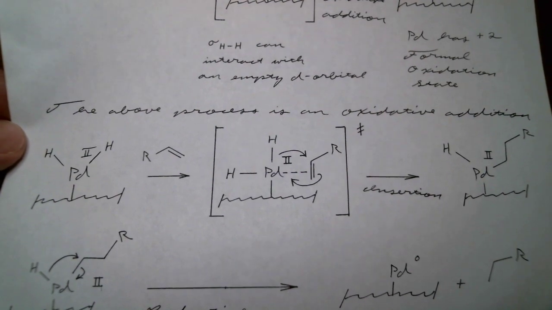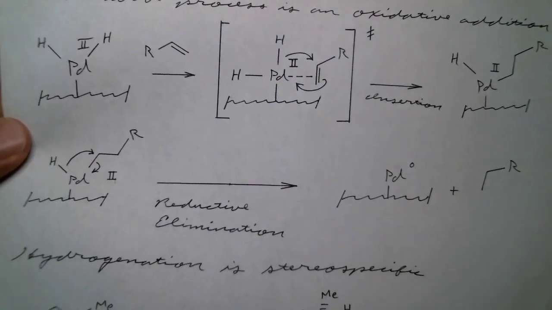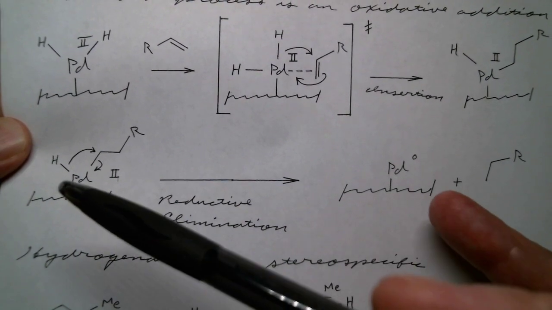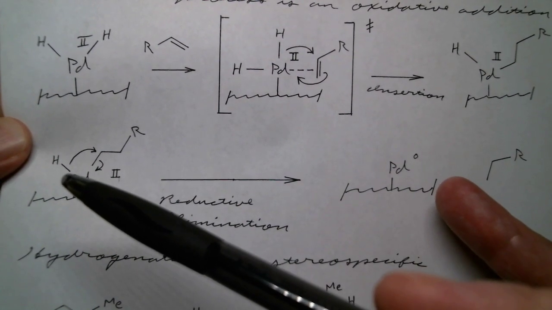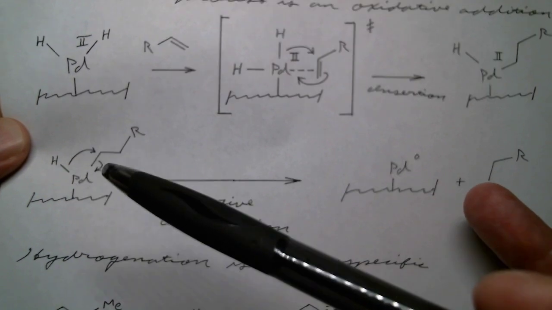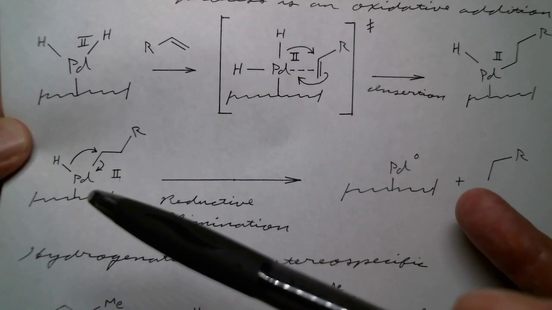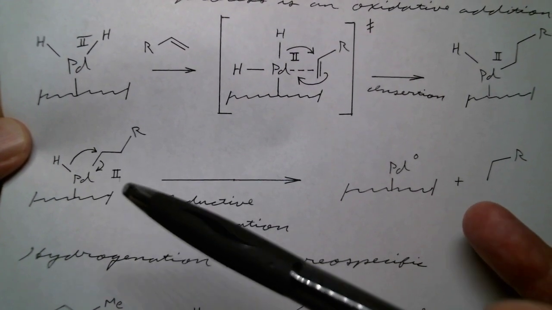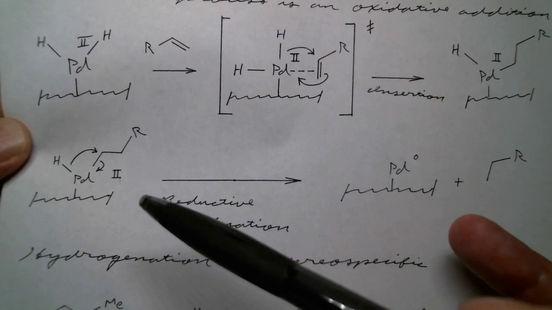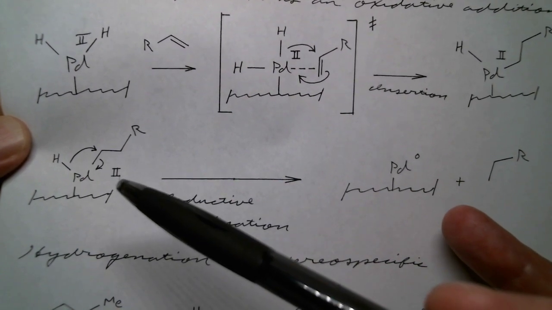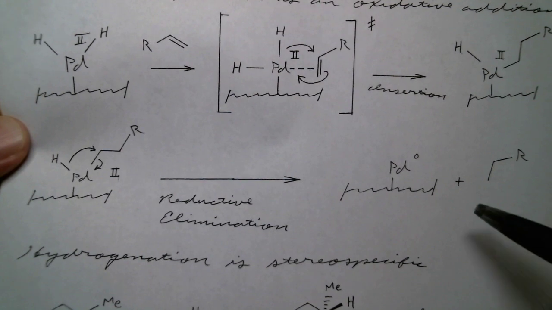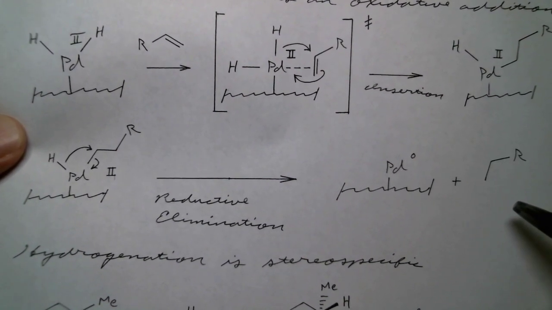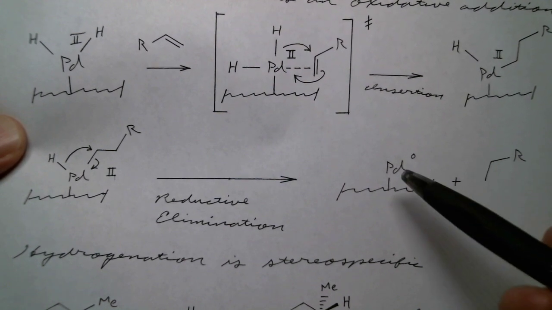We call this insertion. Finally, there can be a reductive elimination, which regenerates our palladium 0 catalyst, and that would be where the hydrogen takes its 2 electrons, adds them to the carbon, and then the carbon gives its 2 electrons in this carbon-palladium bond back to palladium, and of course that's gain of electrons for palladium. It goes from a +2 oxidation state to a 0 oxidation state, and we get our hydrogenated alkane out the other end, which can no longer associate with the palladium.